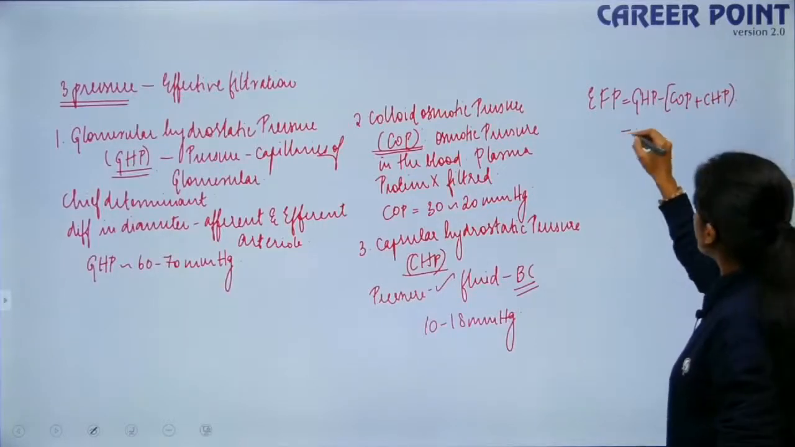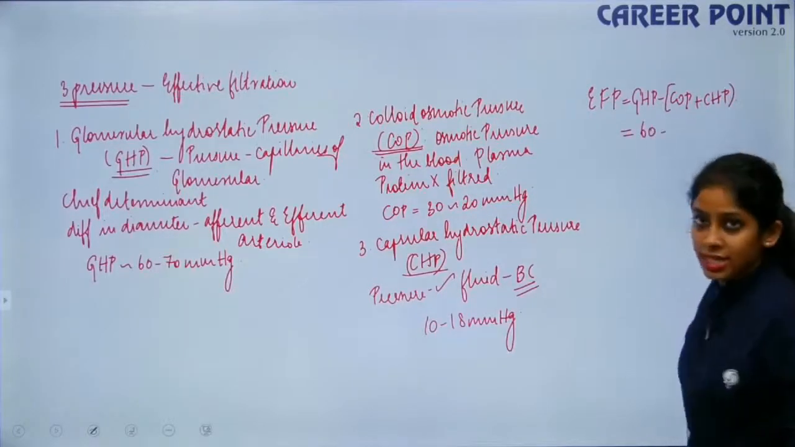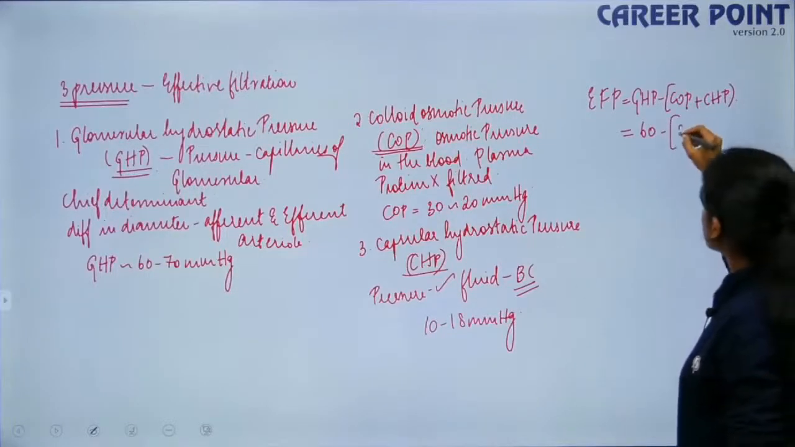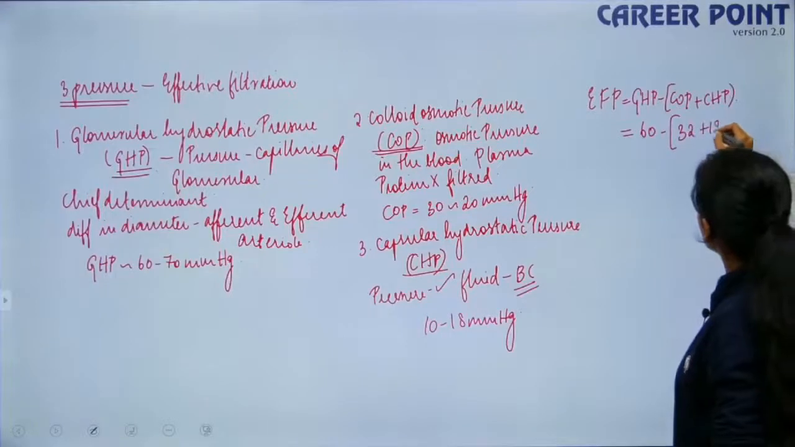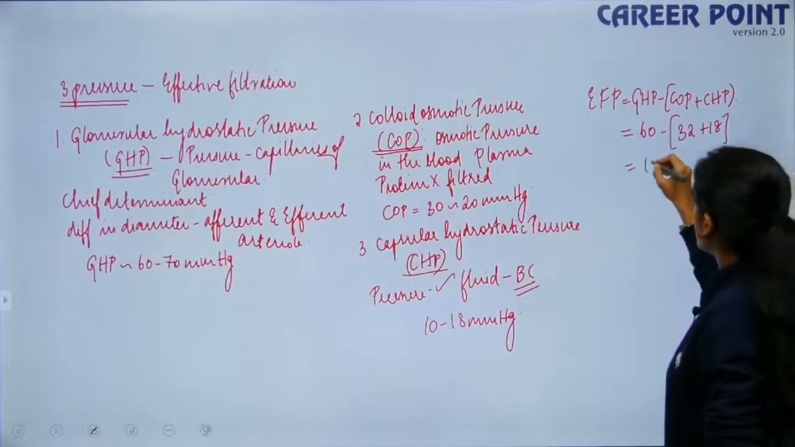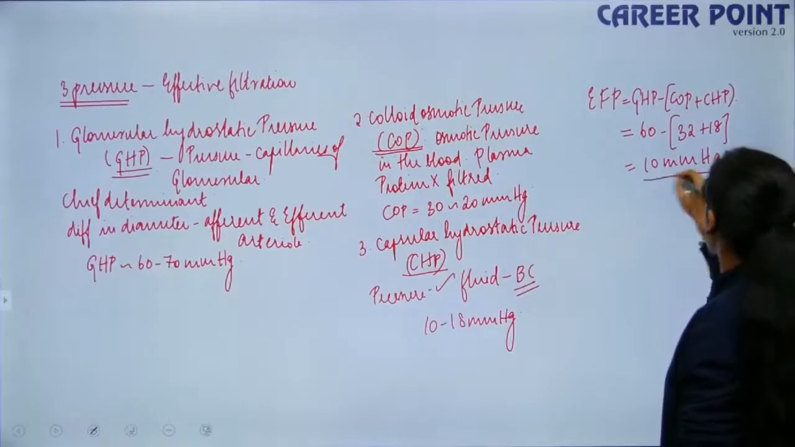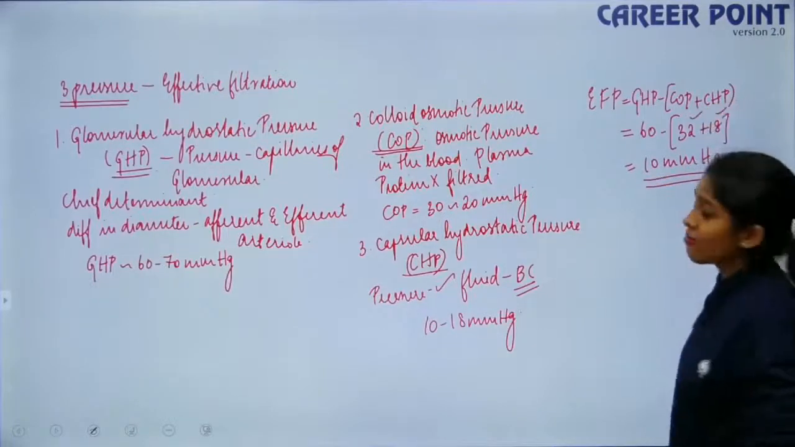Okay, so here we take this value as 60. So then we move forward. We take this as 32 plus 18, which is 50. So the net effective filtration pressure is 10 mmHg. So we take the average values.